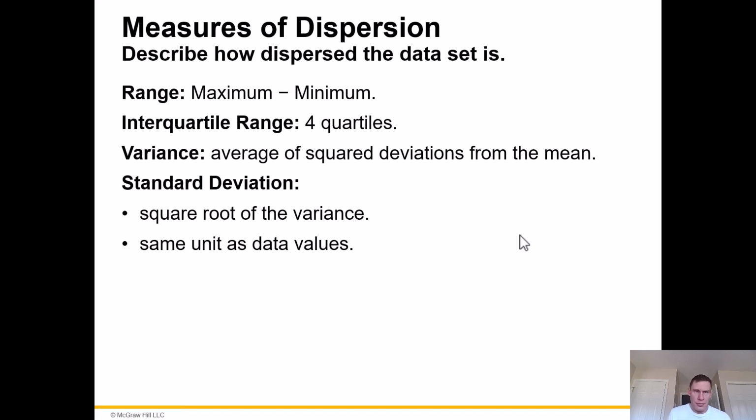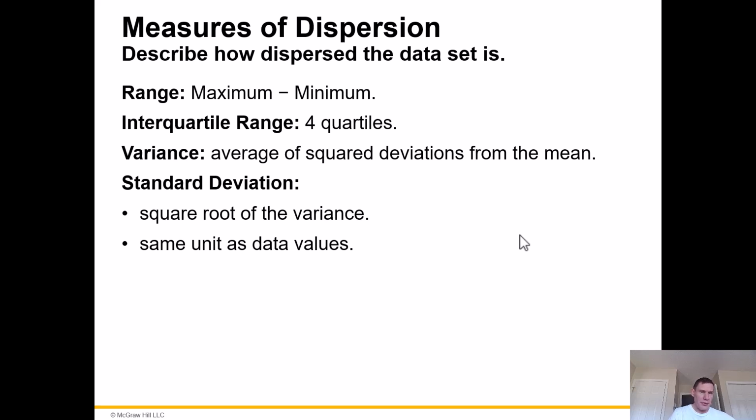Now, measures of dispersion describe how dispersed the data set is. The range is simply the highest number, the maximum, minus the minimum number. The interquartile range is based on the four quartiles. The variance is the average of the squared deviations from the mean.